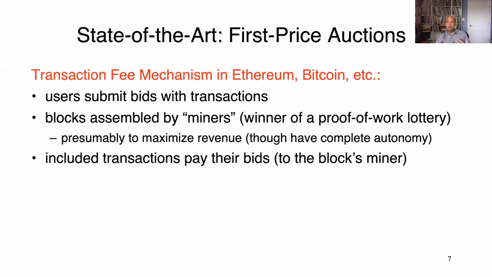So how is that done right now? Okay, so what's the state of the art? Well, the current transaction fee mechanism in Ethereum, and it's been the same way since Genesis, is really just copied from the transaction fee mechanism in Bitcoin, that Nakamoto himself proposed. And it's a very natural starting point. Okay, something called a first price auction.